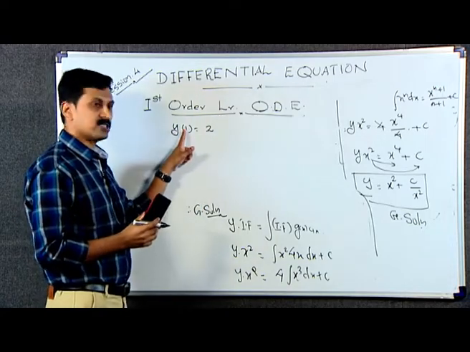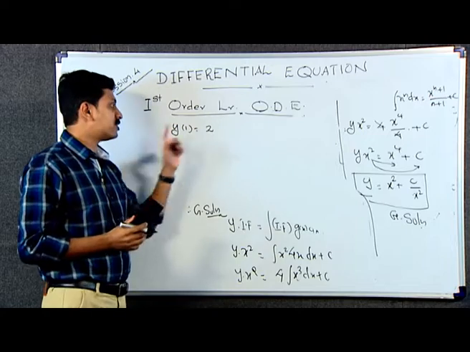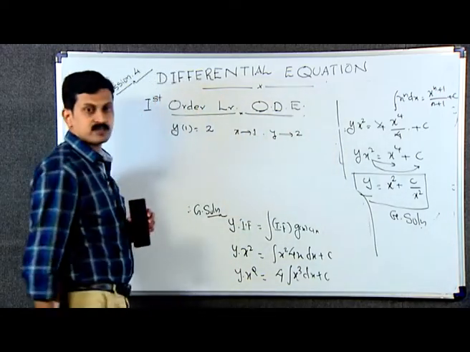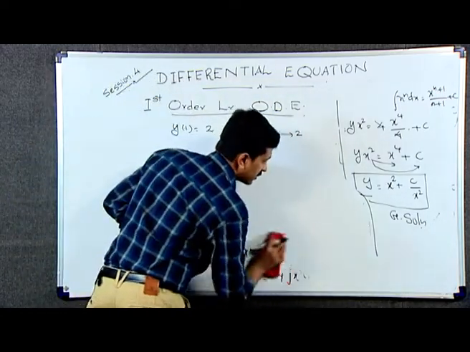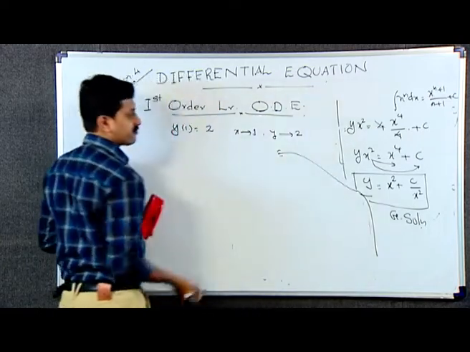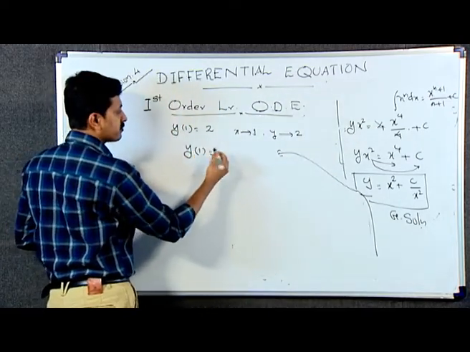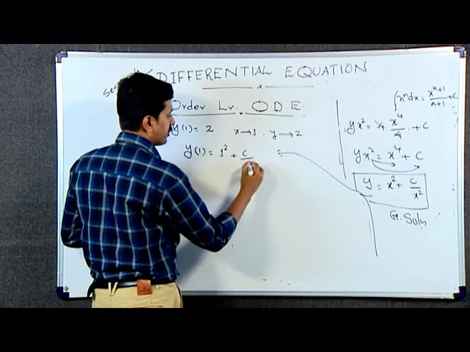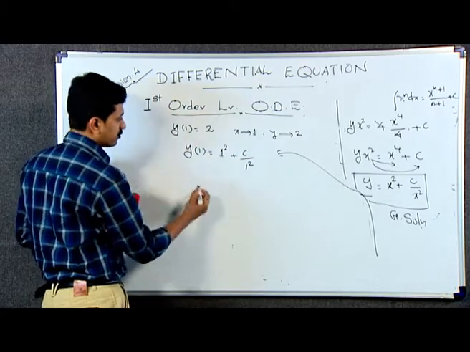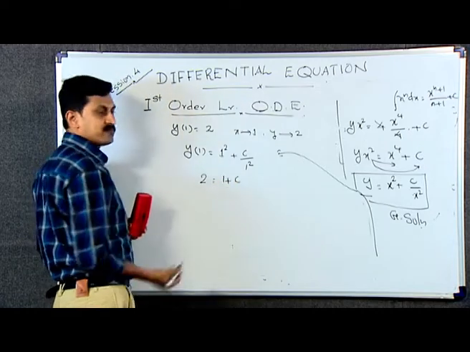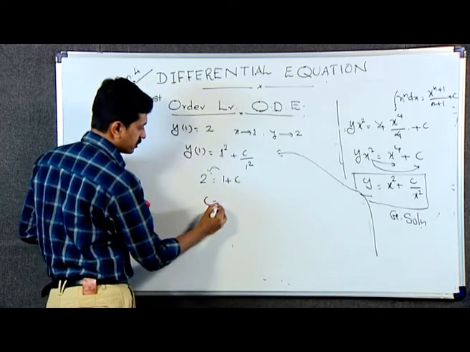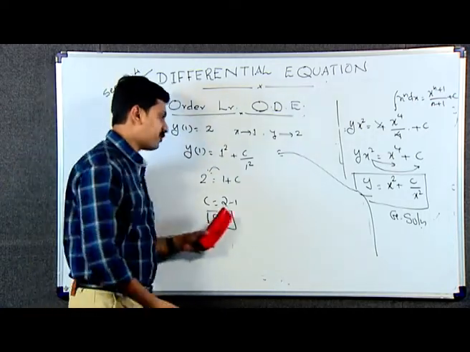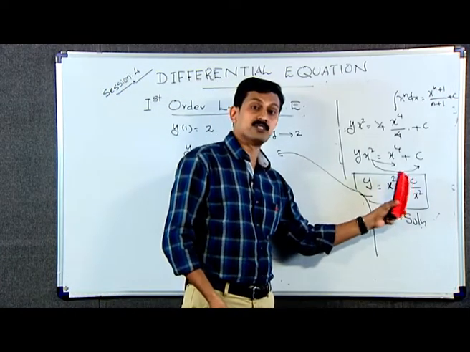That is, whenever x receives the value 1, y receives the value 2. So, we can replace in the general solution. Therefore, y of 1 is equal to 1 square plus c divided by 1 square. Y of 1 is equal to 2, therefore 2 is equal to 1 plus c. Taking this 1 to the other side, c is equal to 2 minus 1, c is equal to 1. Now we found the value of c for this arbitrary constant.